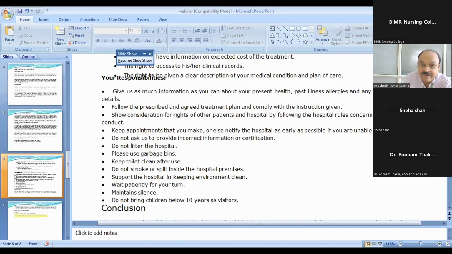Keep mobiles with us during our working hours only if it is necessary, and allow minimum use of our gadgets. Keep the appointment you make, or else notify the hospital as early as possible. If you are unable to do so, do not ask the doctor to provide incorrect information or certification.